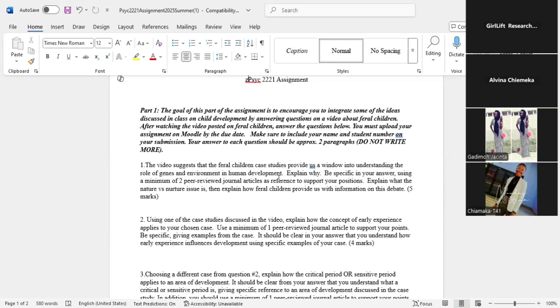So before I go into the details, I would like this class to be interactive. I would like to hear your thoughts first. So I want us to identify anything you see in this part that I read that you need to take down. So you can unmute and identify that.